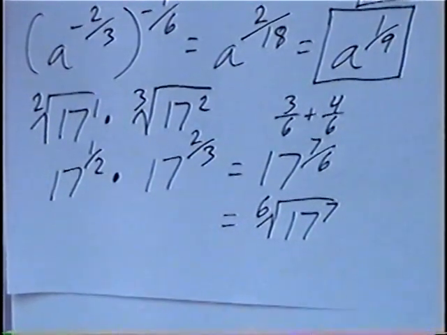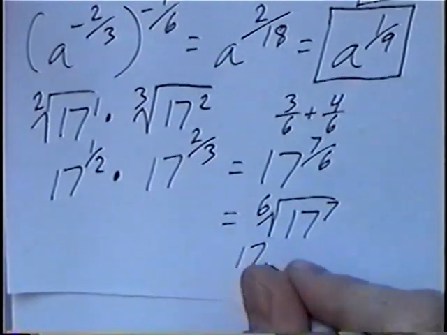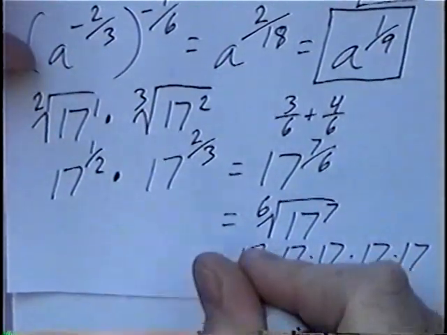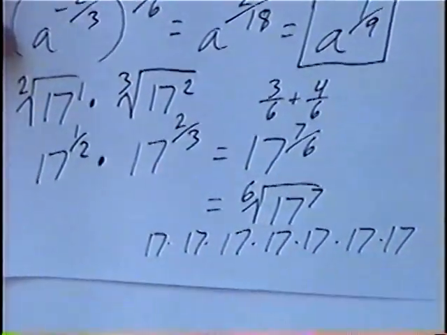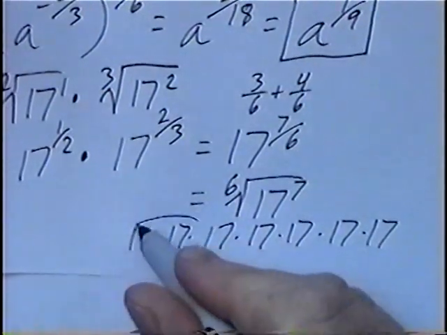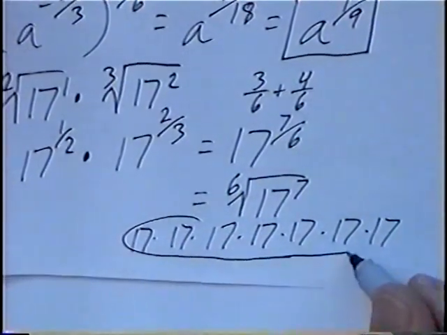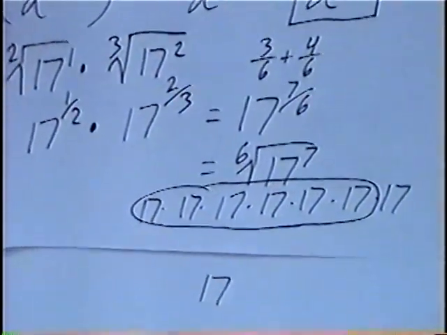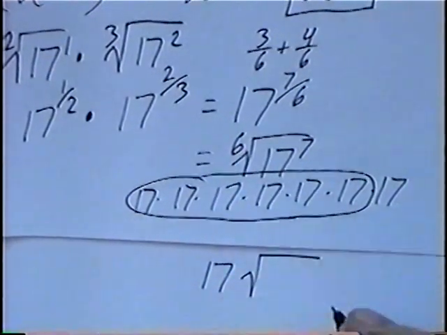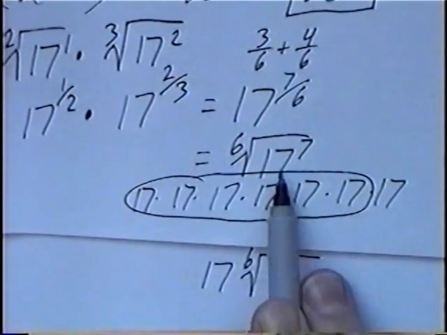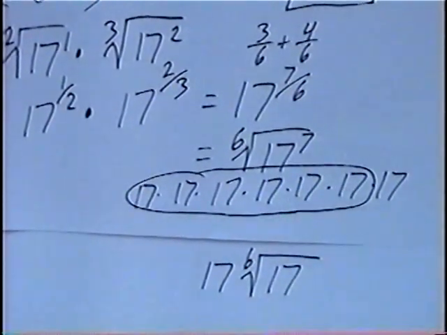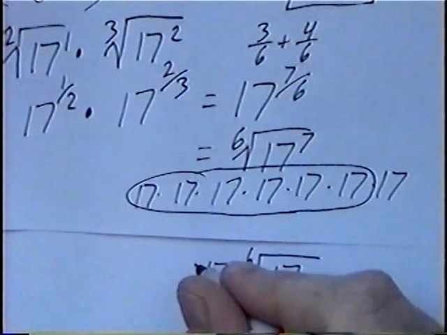For example, 17 to the 7th power, instead of multiplying it out 7 times, we can just write it down 7 times. And since it's to the 6th root, we'll be looking for pairs of 6. With one pair of 6, that means 17 would go outside the radical sign. The radical would stay the same, the 6th root, and we have a single 17 left over. So 17 to the 7th power, taking the 6th root, is equal to 17 times the 6th root of 17.